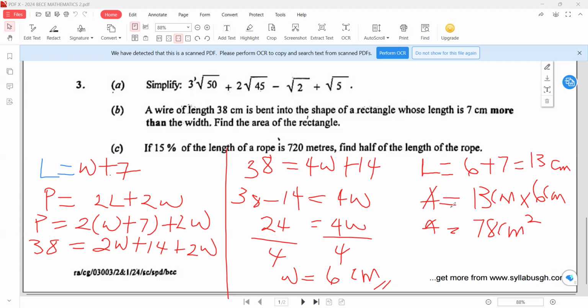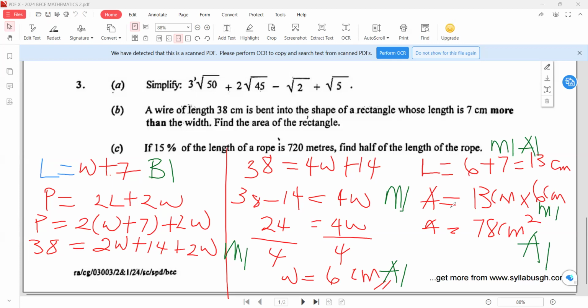How was this also scored? With the scoring, if you're able to write down the length in relation to the width, you have a score of B1. If you are able to get the equation here, you have a score of M1. If you are able to simplify, have a score of M1. If your width is 6, have a score of A1. If your length is 6 plus 7, you have M1 for the addition, very important, A1 for the 13 cm. And your area, M1 for the multiplication, that's the application of the concept, A1 for the answer. 1, 2, 3, 4, 5, 6, 7, 8. So 8 marks for question 3B.